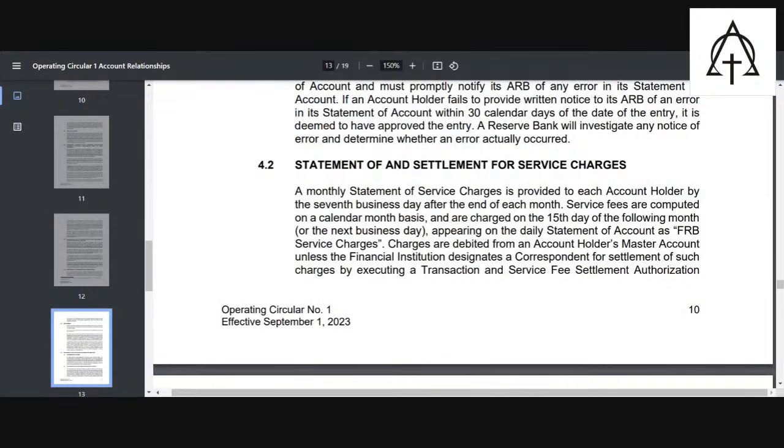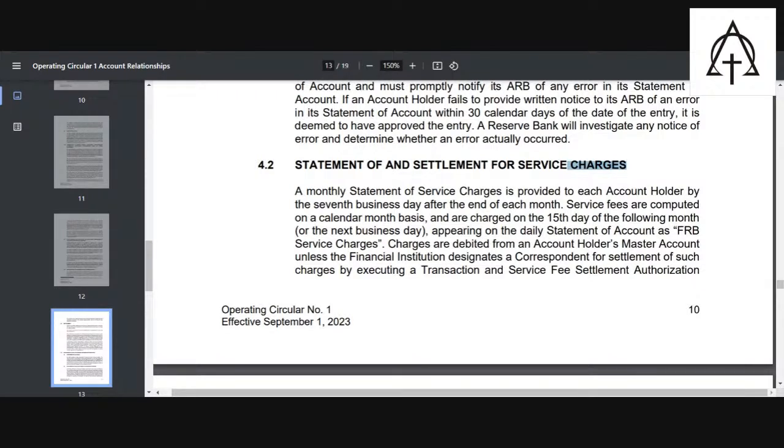Statement of and settlement for service charges. A monthly statement of service charges is provided to each account holder by the 7th business day after the end of each month. Service fees are computed on a calendar month basis and are charged on the 15th day of the following month or the next business day, appearing on the daily statement of account as FRB service charges. Federal Reserve Bank service charges.